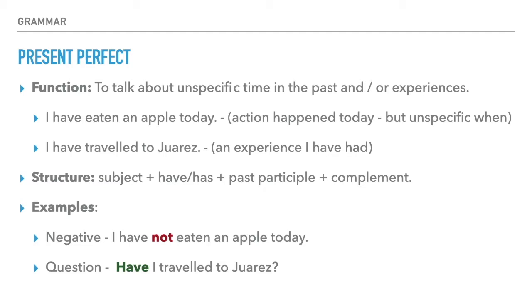Finally, what to remember? Well, if we want to make a sentence negative, all we have to do is add the not after have, like you see in the example. I have not eaten an apple today. And if we want to make a question, all we have to do is that switch that we always do and put the auxiliary at the beginning of the sentence. Have I traveled to Juarez?